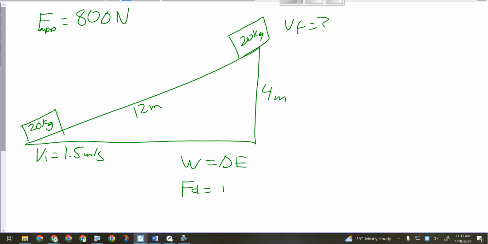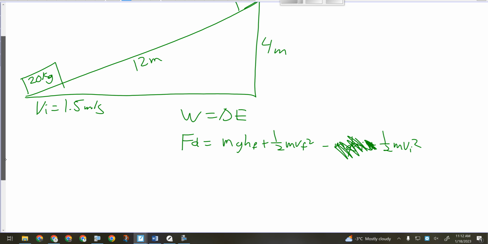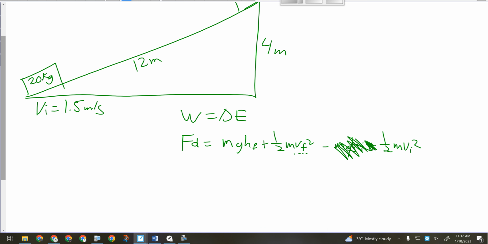So that will be m times g times h final plus 1/2 mv final squared, minus m times g times h initial plus 1/2 mv initial squared. Now, are any of these 0? Yeah, the potential energy initial. It starts at the bottom of the ramp. h initial is 0, so I can get rid of that right now. That simplifies things a little bit. And I'm going to get rid of that plus sign as well. Now I am looking for vf.